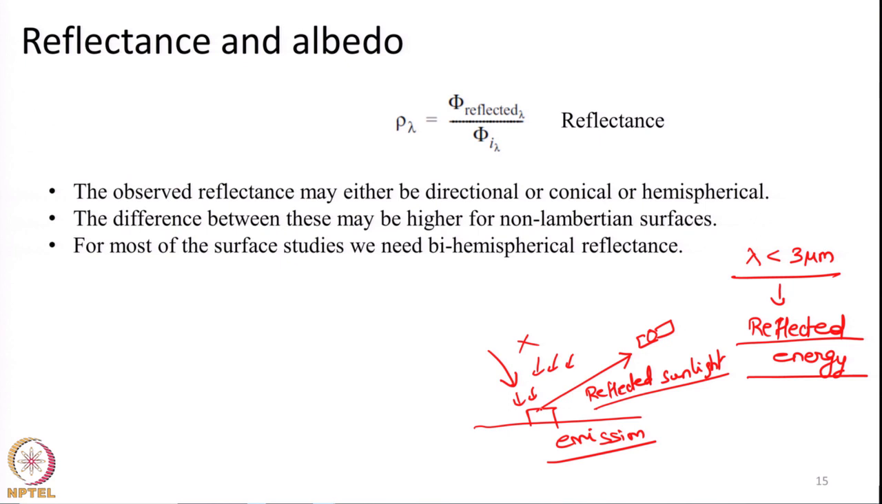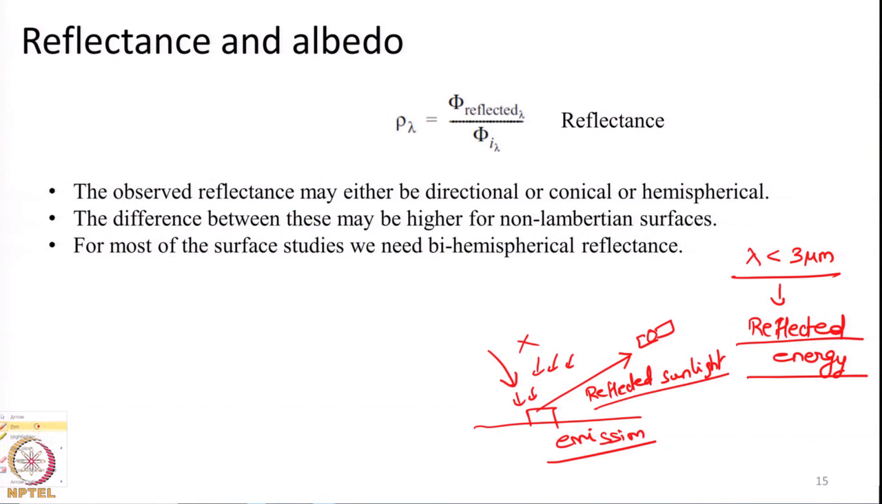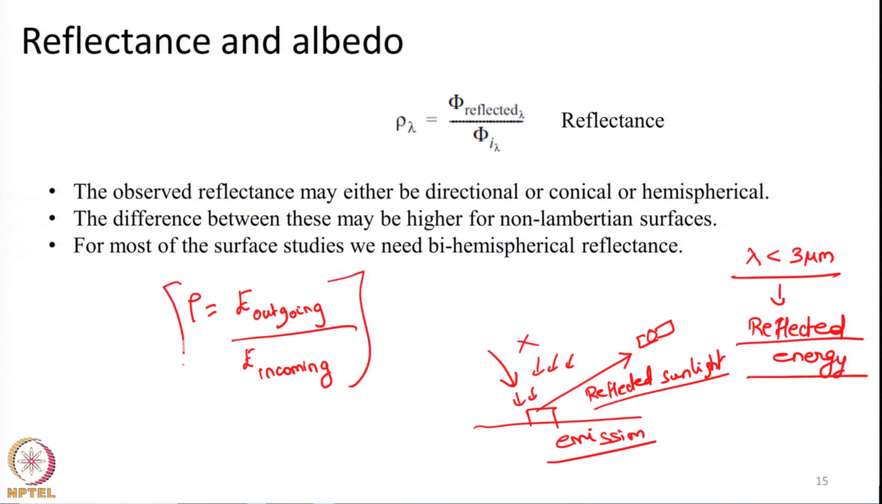So, based on this reflected energy and outgoing energy, we can define certain energy quantities. One is reflectance, another one is albedo. Reflectance is defined as the ratio of outgoing energy to incoming energy. The very simple definition is reflectance rho equals E outgoing, that is radiant flux density outgoing, divided by E incoming, radiant flux density incoming. Definition-wise it may look extremely simple, but look at the practical aspects of this.